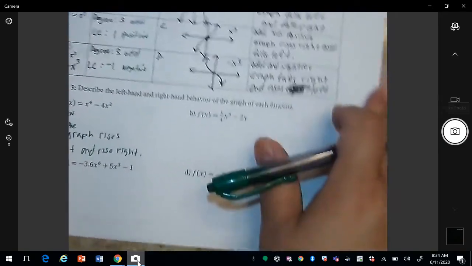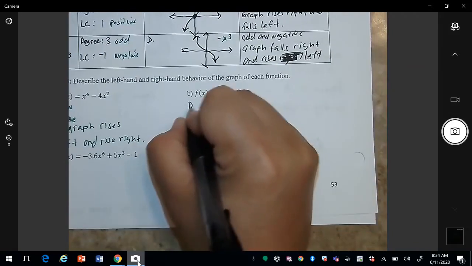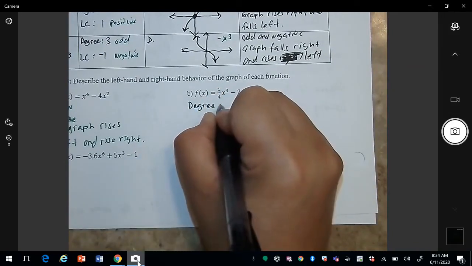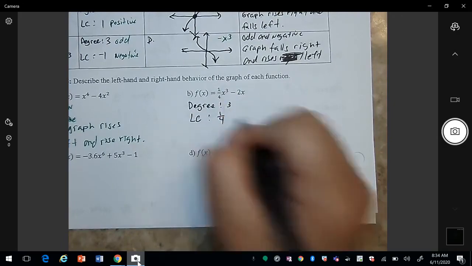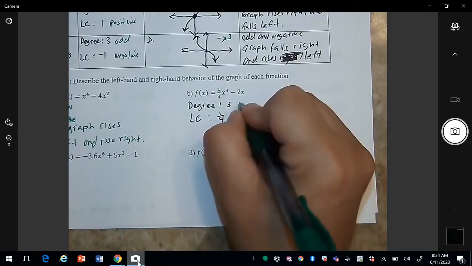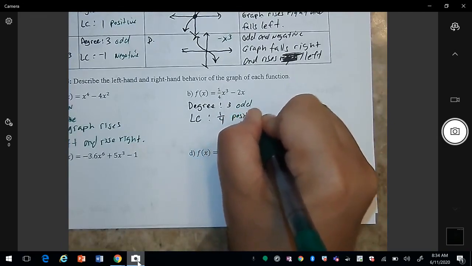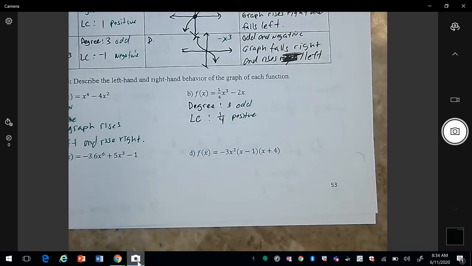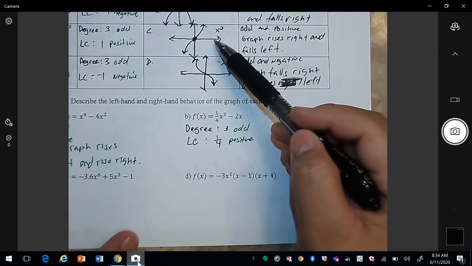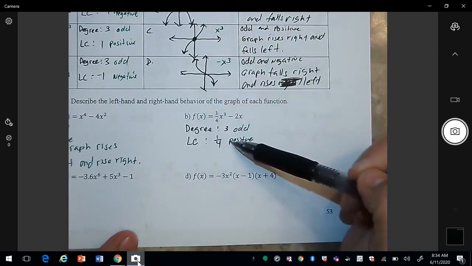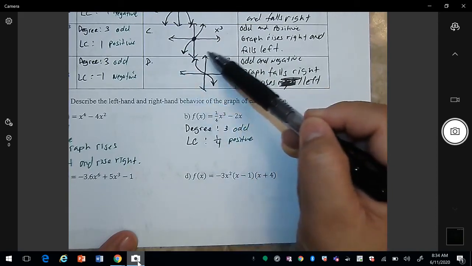Let's look at letter B. So the degree for letter B is 3, and the leading coefficient is 1/4. So my degree is odd. My leading coefficient is positive. Okay. So since it's odd, it's going to be letter C or letter D, and then the leading coefficient is positive. So we're looking at this behavior.